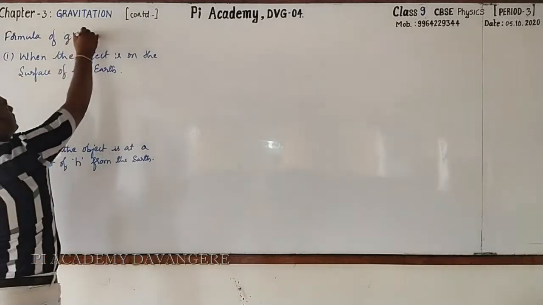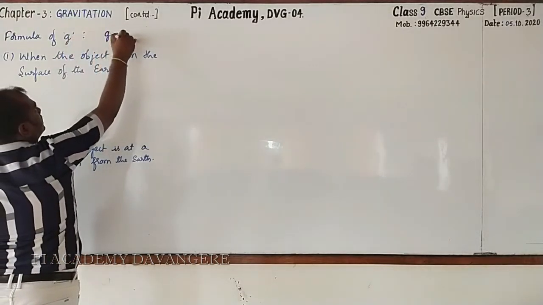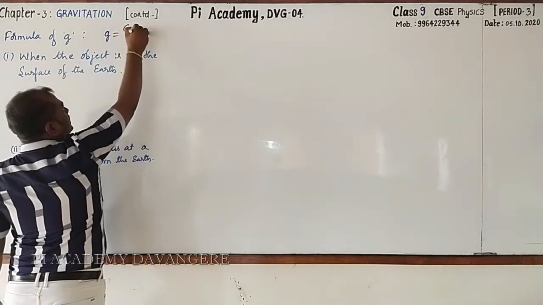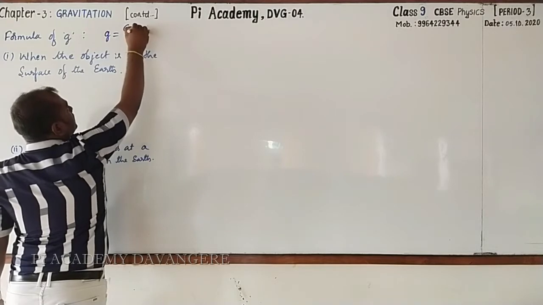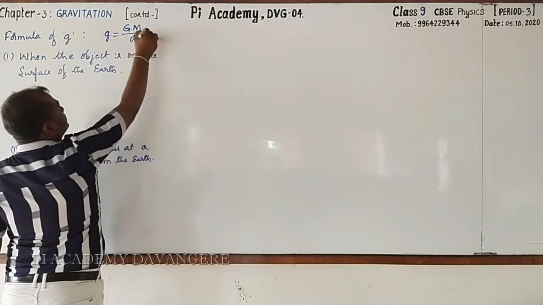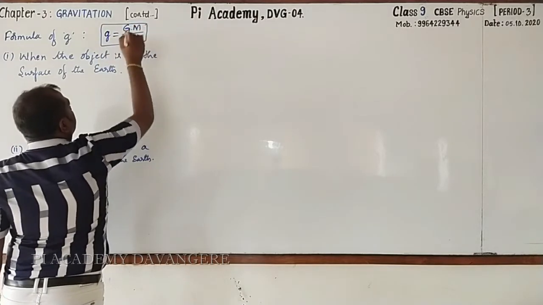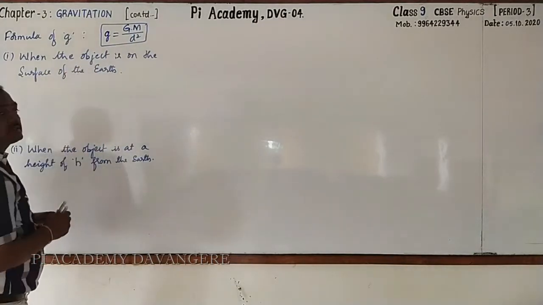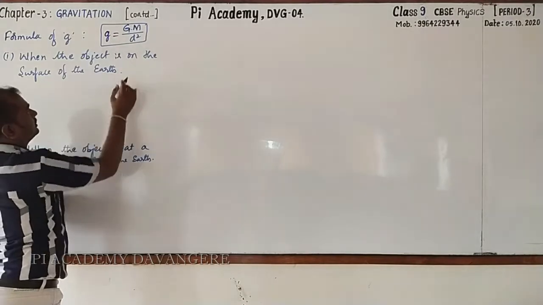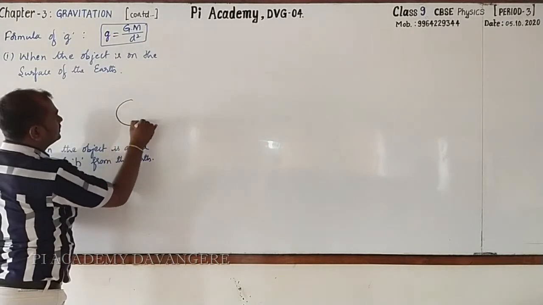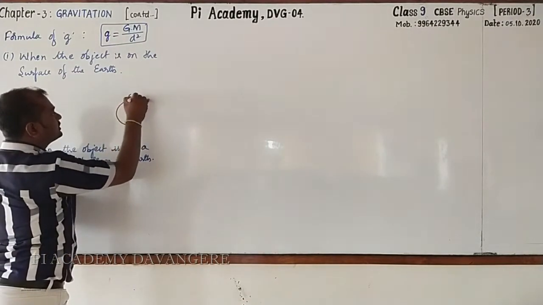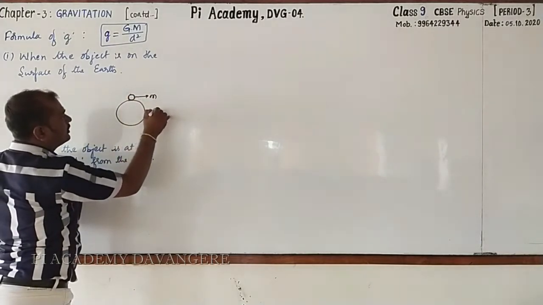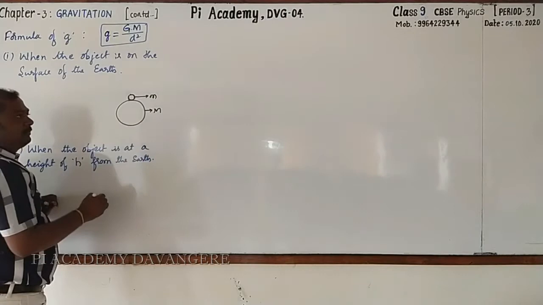We know that the general formula used to find G, the acceleration due to gravity, is capital G into m by d square, right? Now, look here. First case, when the object is on the surface of the earth. This is the earth and here is the object. Object mass is m, earth mass is capital M.